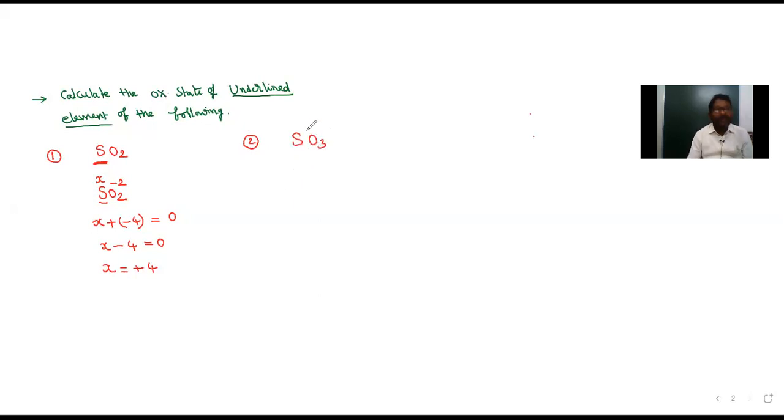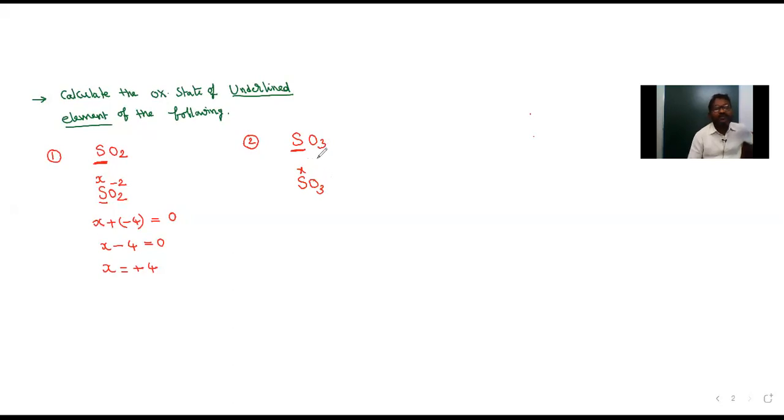In SO3 compound, I want the oxidation state of sulfur. You try. SO3 is a compound. I don't know the oxidation state of sulfur. Let it be X.